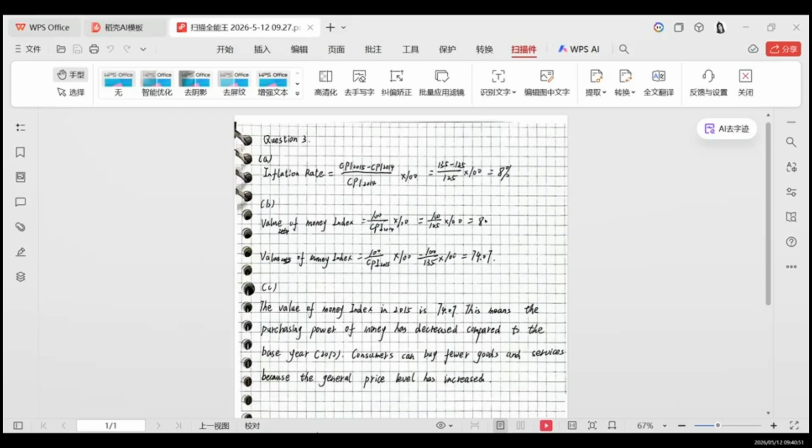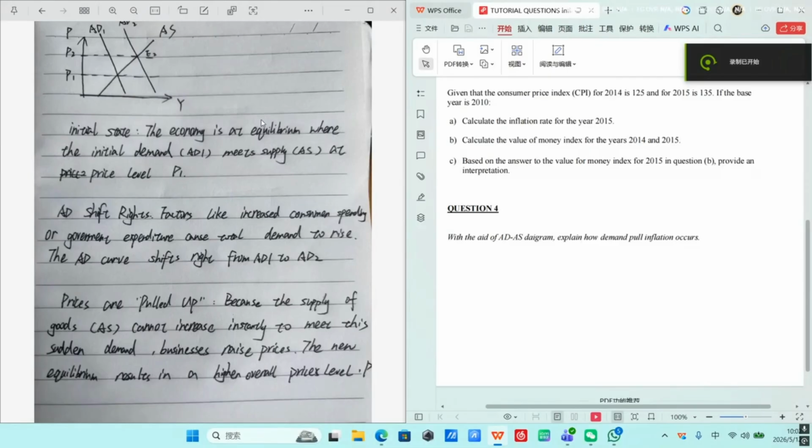Last, for part C, the interpretation. The value of money index decreased from 80 to 74.07. This means the purchasing power of money has decreased because the price level increased. Consumers can buy fewer goods and services with the same amount of money in 2015 compared to the base year. That's all.